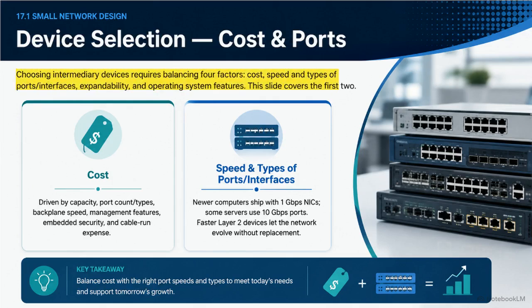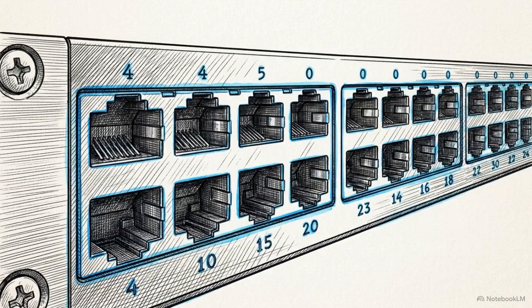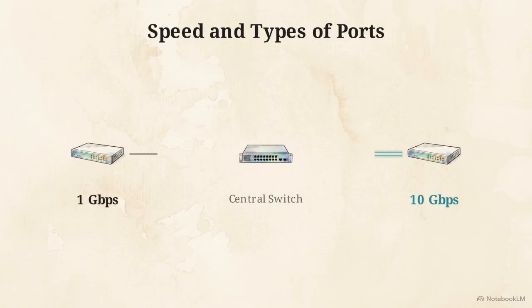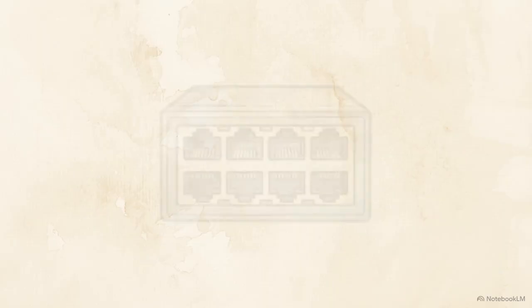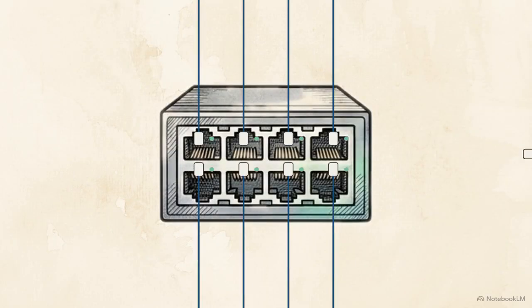Choosing the right intermediary devices requires balancing four major factors. Port capacity and backplane speed directly drive your expenses. Network architects must anticipate future bandwidth needs today, like accommodating servers that will require 10 gigabit ports over standard 1 gigabit links. This introduces hardware expandability. You have to decide between fixed environments and those built to evolve. Fixed configuration devices have a hard limit on the number and types of ports they offer.